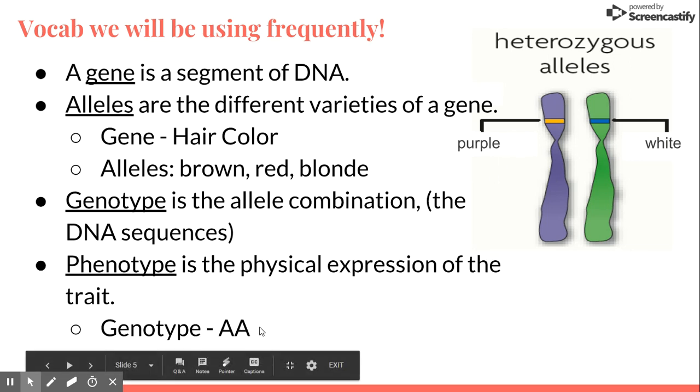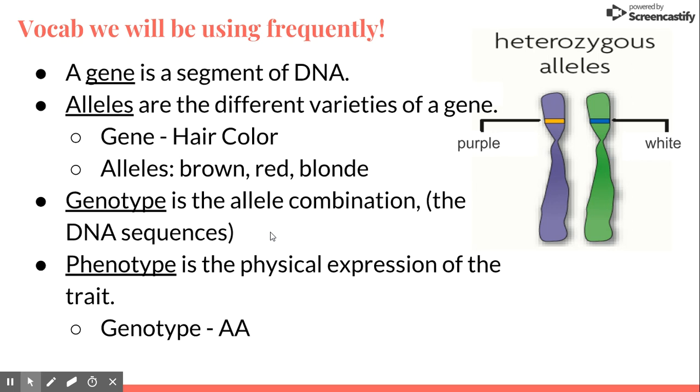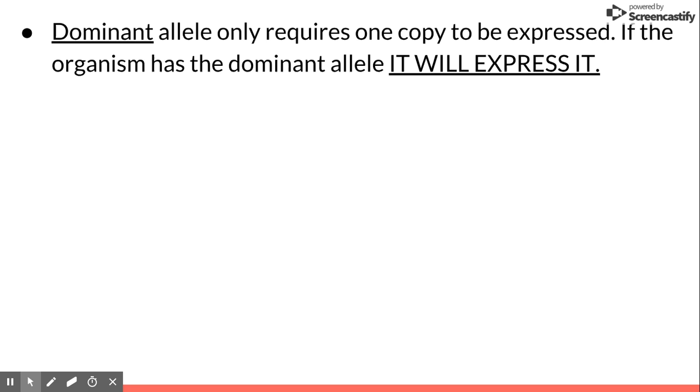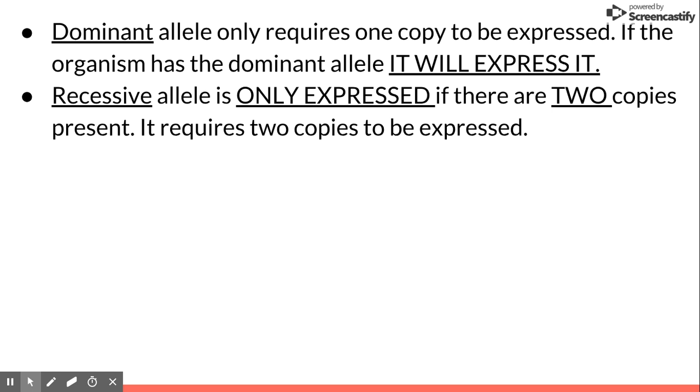Genotypes we generally write as letters. We can write the genotype capital A, capital A, which indicates that they have both dominant alleles. And then we have phenotype, which in this case would be something like freckles. Dominant alleles, like I said before, only require 1 copy of that allele to be expressed. So if you have the dominant allele, that's what's going to be expressed. The recessive allele, on the other hand, requires 2 copies in order to be expressed.